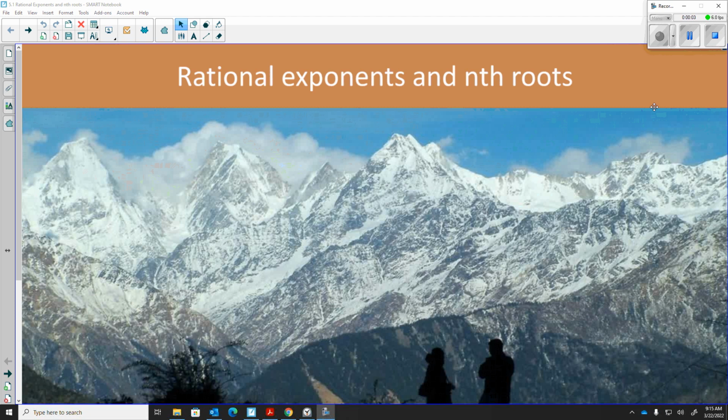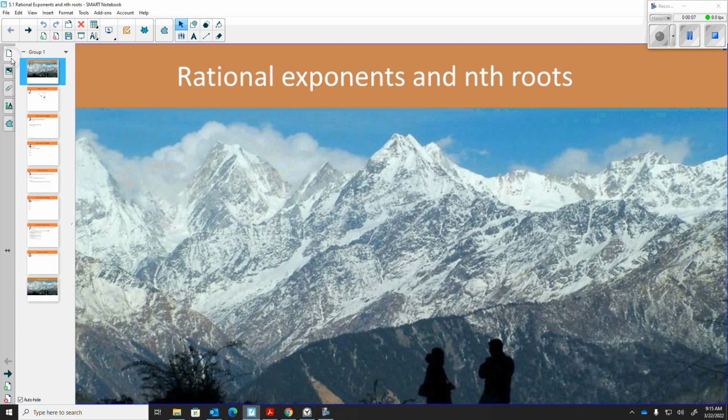Rational exponents, nth roots. What the heck does that mean? I'm going to show you. So the first part here, I've got to give you a lot of technicalities. All right, just going to be sit and get for a minute. Okay.